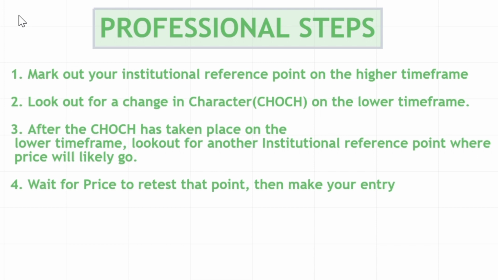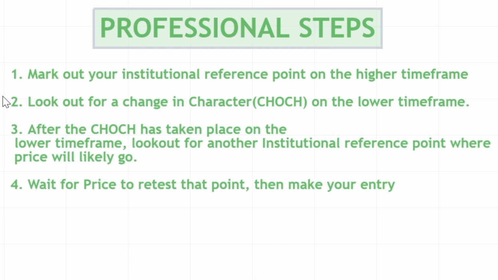So whatever you are doing as a trader on a time frame, you should be having your higher time frame and your lower time frame. So over here, number one says mark out your institutional reference point on your higher time frame. It is very important you mark out your institutional reference point on a higher time frame.